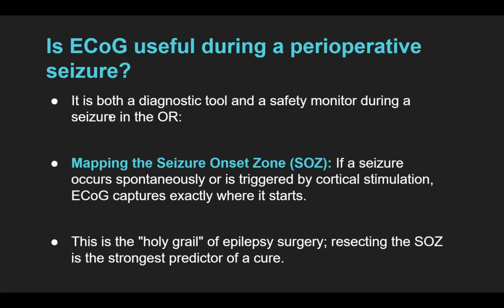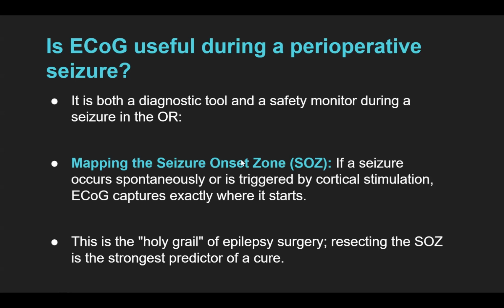So the other question was, does ECoG have any use during a perioperative seizure? Because we know that while we are mapping a patient, when we are using cortical mapping, there is a small chance of the patient developing a seizure during the surgery. So what ECoG does is, it works as a circuit breaker. It is used as both a diagnostic tool and a safety monitor during a seizure in the OR. For example, if there is a spontaneous seizure, ECoG is going to capture the exact location, and that exact location is called the seizure onset zone.